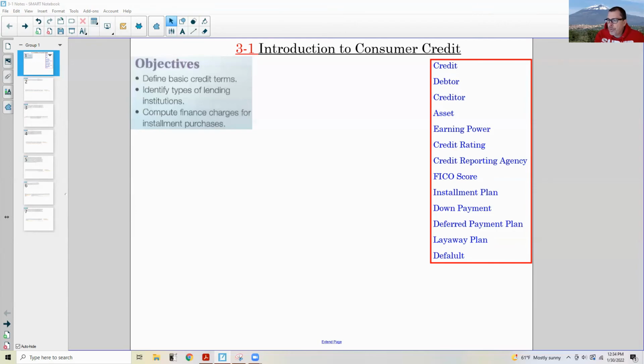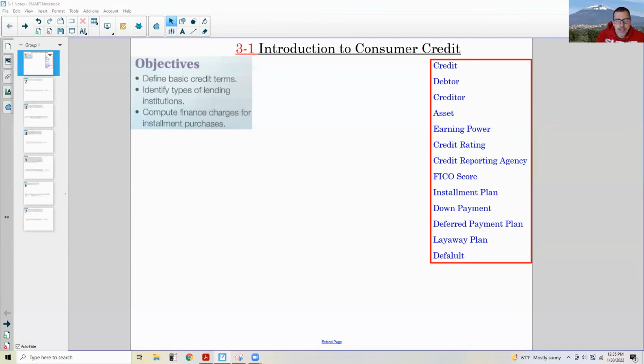And continuing on to assets, everything you own is an asset. Your house, your car, your guitar. Okay, everything you own. And the reason I said that is because example one talks about guitars. So that's assets. Earning power is your ability to earn money now and in the future. Whenever you apply for a loan, they will ask you, what is your annual income? That's your earning power.